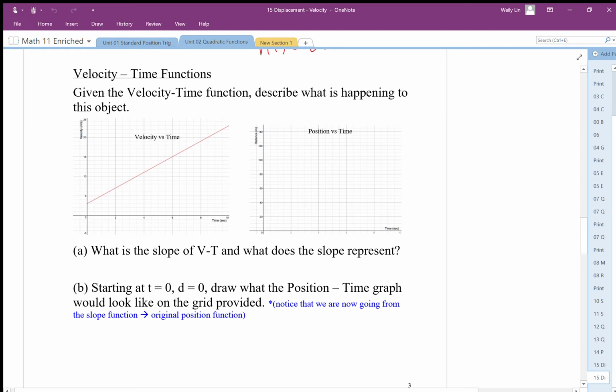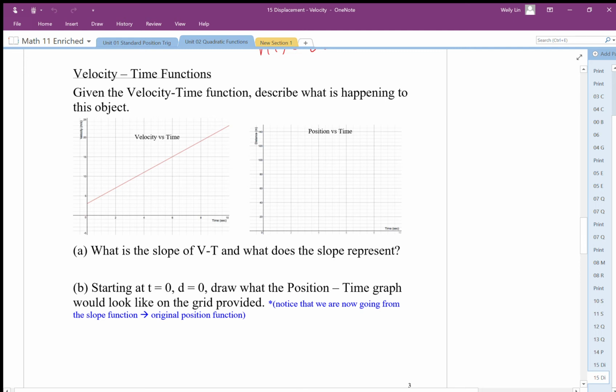So what's happening here? This is increasing velocity, so they are accelerating. The speed is constantly increasing. So we're not going at a constant velocity. The velocity is always changing and it's always increasing.